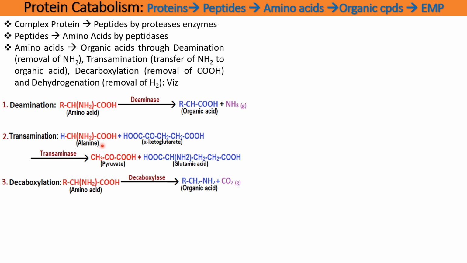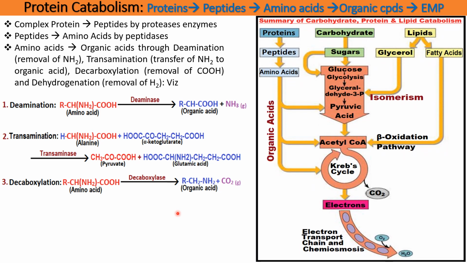The alanine now becomes pyruvate, while the alpha ketoglutarate becomes glutamic acid. And the next example is the decarboxylation of amino acid, in which an amino acid is decarboxylated to give organic acid plus carbon dioxide. So in essence, amino acids have to be converted into organic acids that can join the normal glycolytic pathway for oxidation.